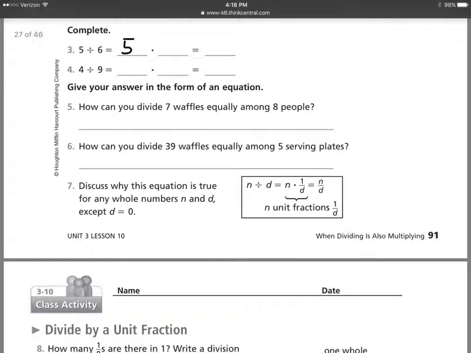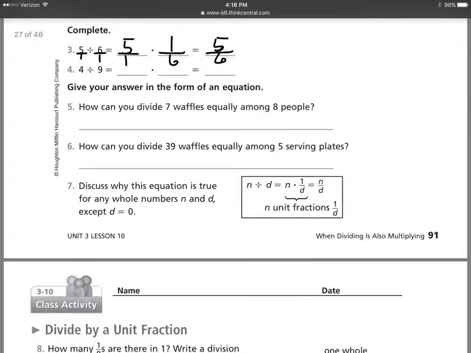Therefore, the next factor has to be inverted or changed to its opposite, and that will become 1 over 6. The reason why is because it's the opposite of 6 over 1. The 5 over 1, by the way, is shown here as a whole number. It should be turned into a fraction as well. And then we multiply straight across. 5 times 1 is 5, and 1 times 6 is 6.